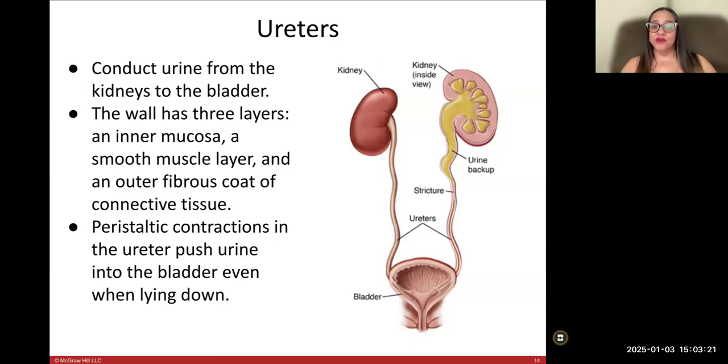Peristaltic contractions in the ureter push urine into the bladder even when lying down. So these are all involuntary contractions. This happens automatically in our bodies.